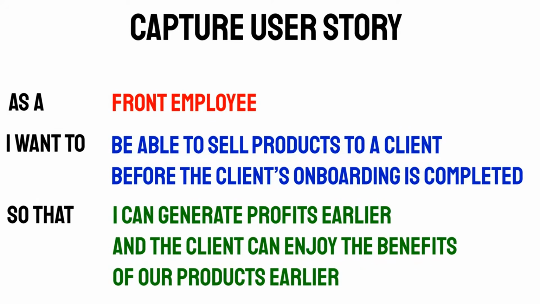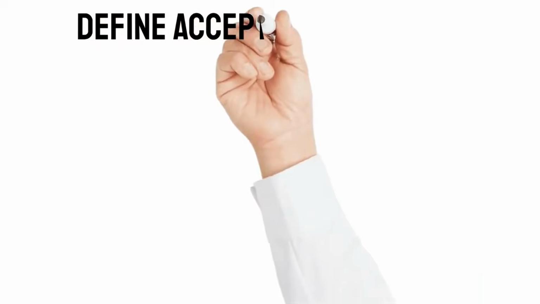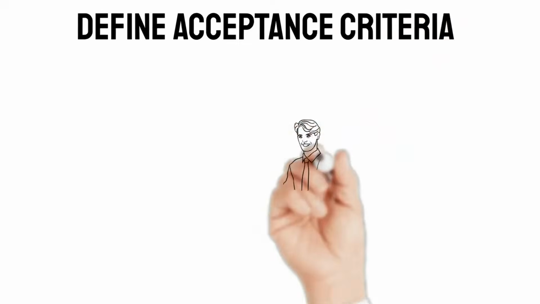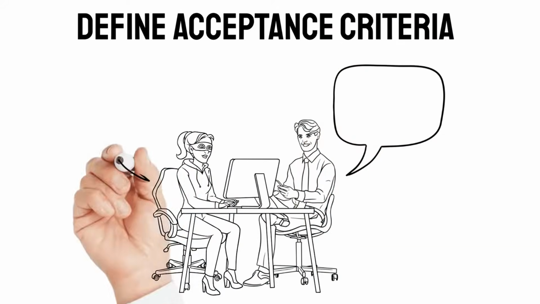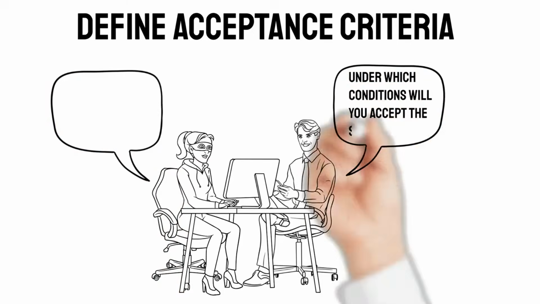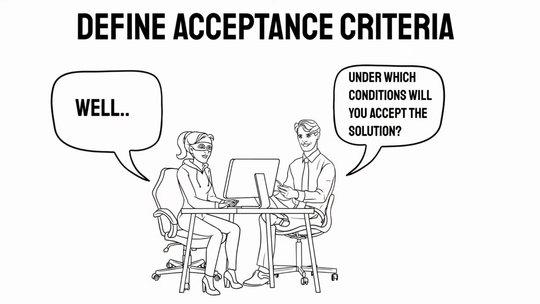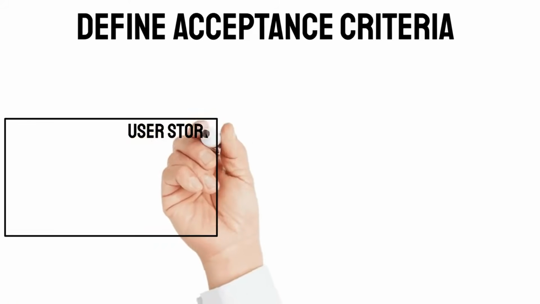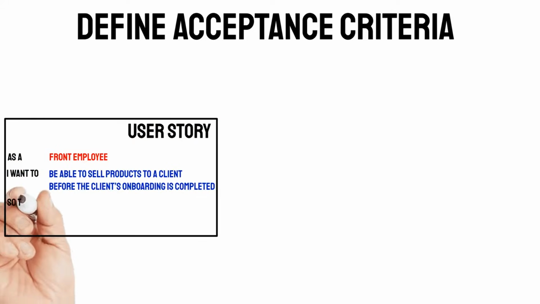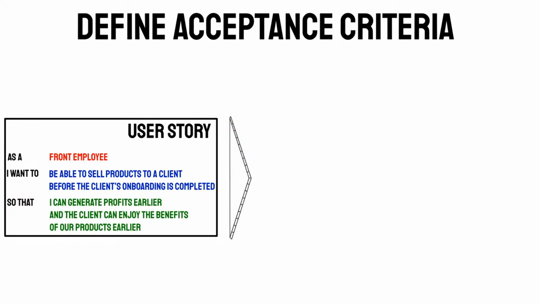Every user story is also backed with acceptance criteria. So the next step is to define acceptance criteria. Basically, the question is, under which conditions will the front employee accept the solution? That's the basic question, and acceptance criteria are the answer to this. If you just have again a look on the user story, by just talking to your front employee, it is possible that the following acceptance criteria could be listed.